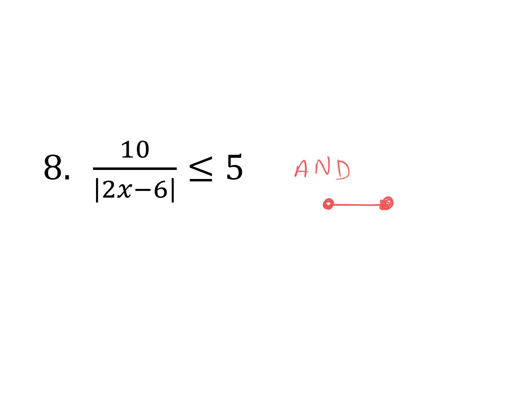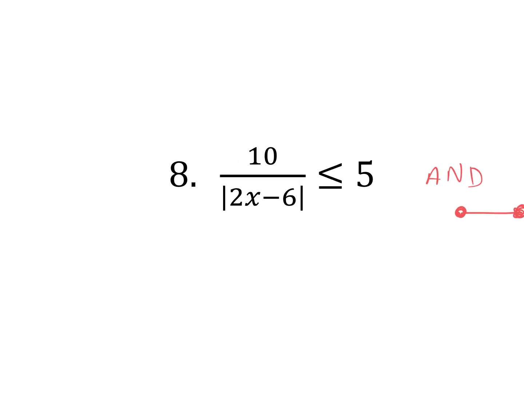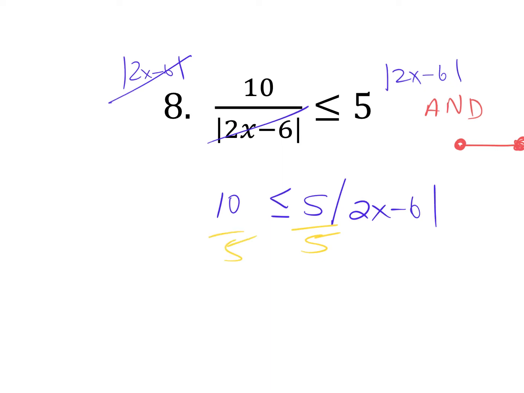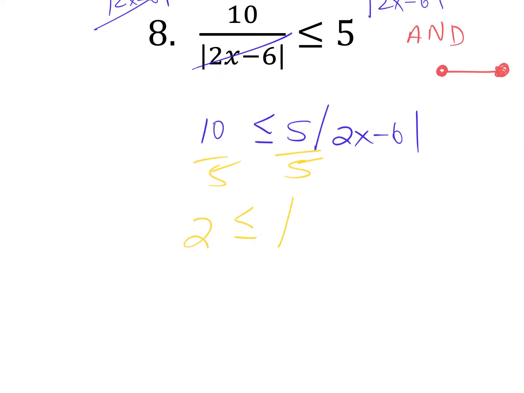But I have a denominator. How do you get rid of denominators? How do I get rid of that 2x, the absolute value of 2x minus 6 in the bottom? I'm going to multiply both sides by the denominator. I'm going to multiply this side by 2x minus 6, absolute value, and this side by the absolute value of 2x minus 6. So this cancels. So I have 10 less than or equal to 5 times the absolute value of 2x minus 6. Now what? Divide both sides by 5. So I have 2 is less than or equal to absolute value of 2x minus 6.